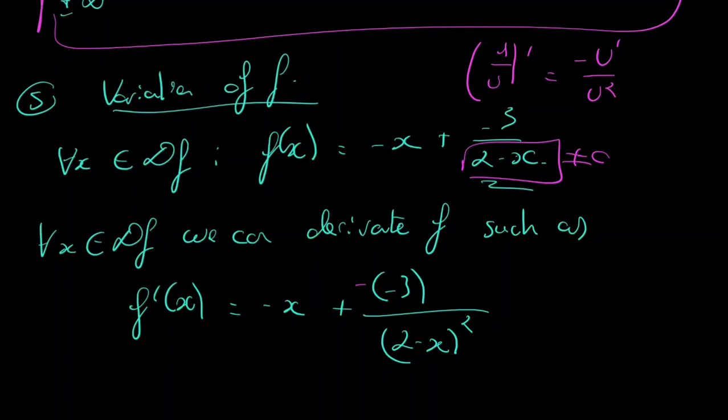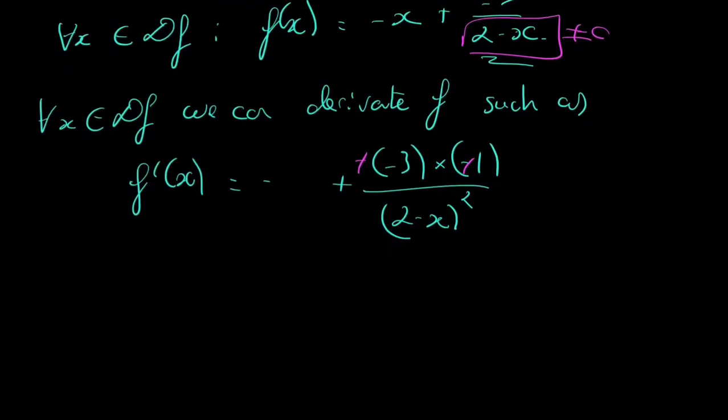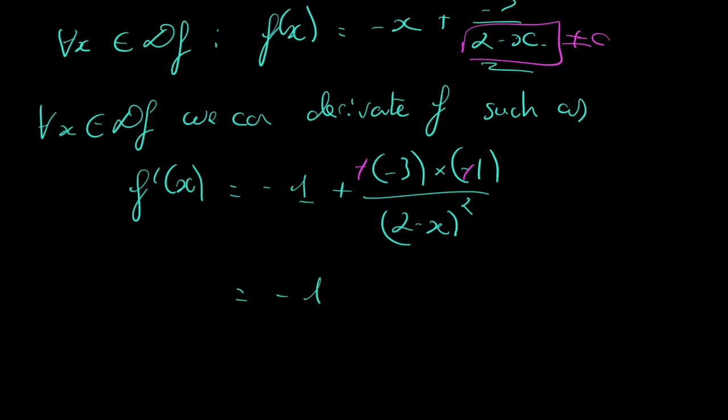It is -1 times -1, and here we can cancel 2 of the minus signs, and we are left with, oh sorry, here it's -1, so f prime of x is equal to -1 plus -3 over (2 - x)².